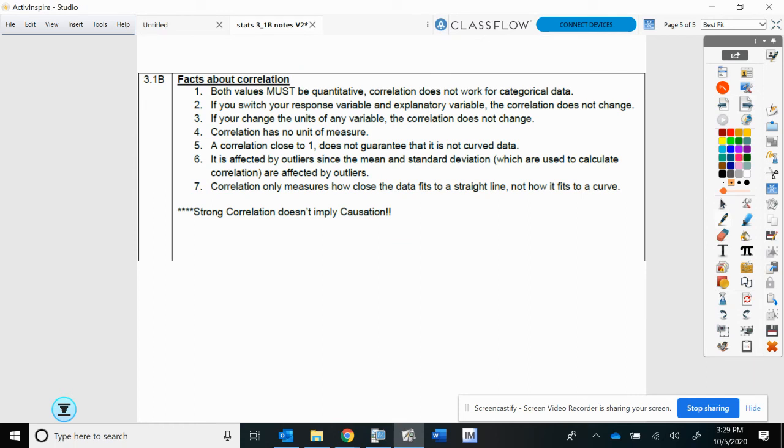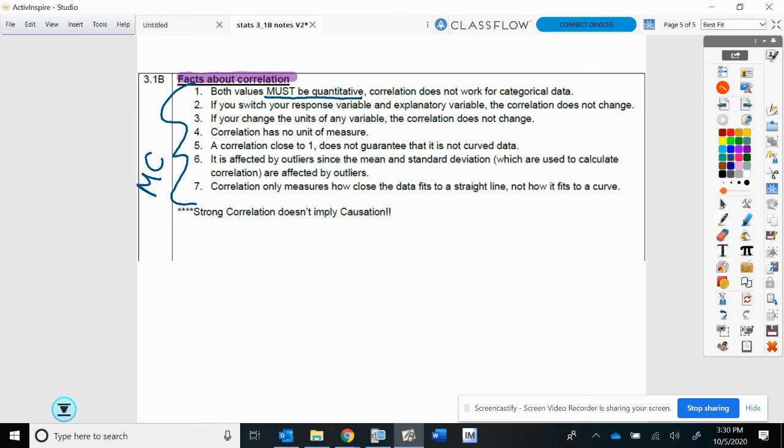Facts about correlation. So what you're going to see with these types of facts is this is where you see multiple choice questions hammering down on the data. So this is multiple choice hotspot right here. Both values must be quantitative. You can't use categorical data. So it must be quantitative.